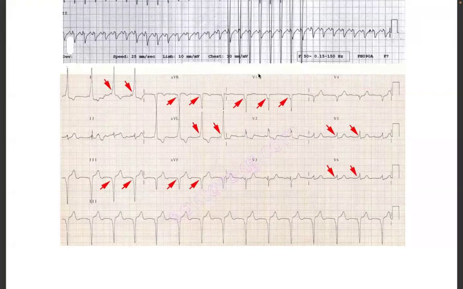In this ECG, you can see he is showing the delta wave here. There will be a short PR interval and a delta wave. This delta wave will cause a comparatively wide QRS complex.